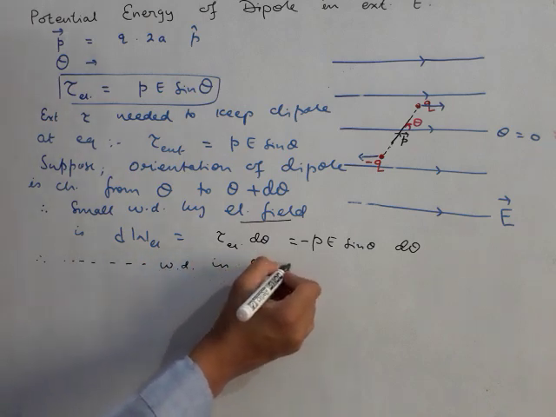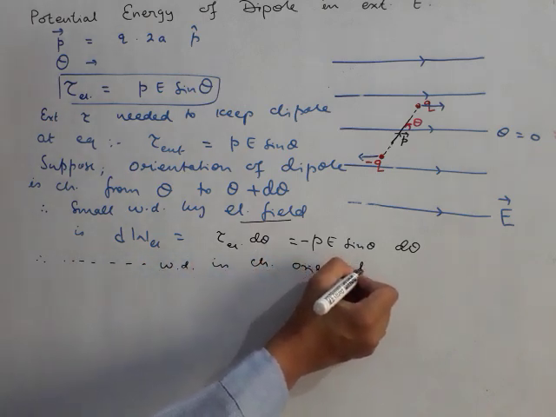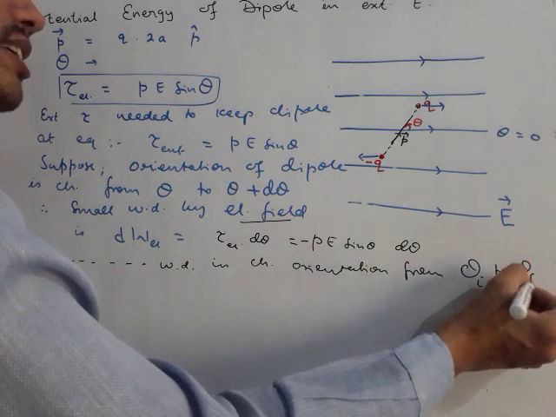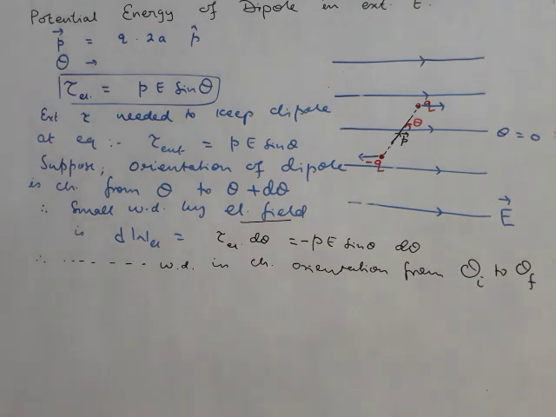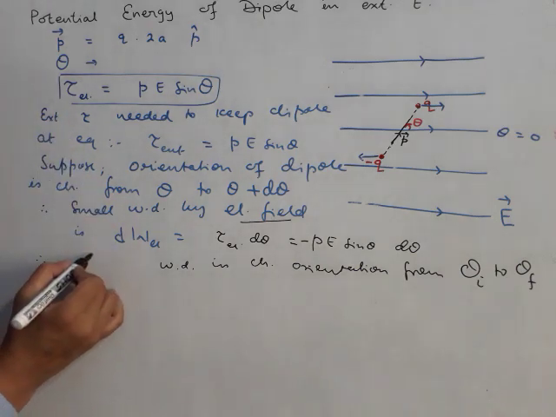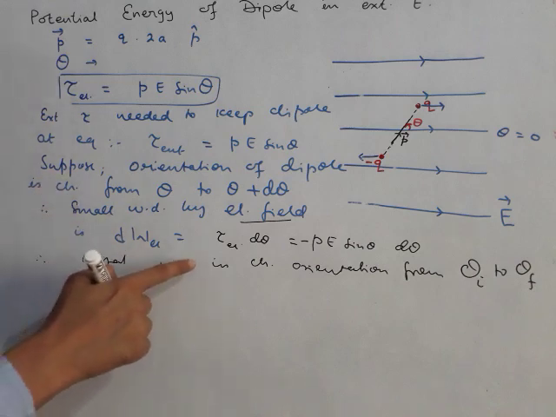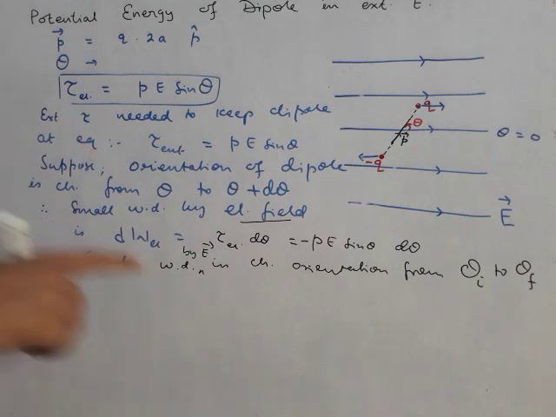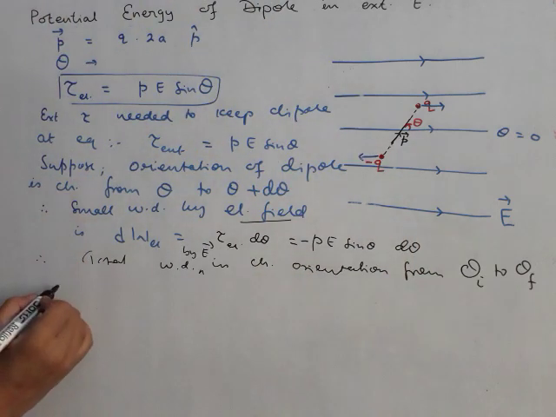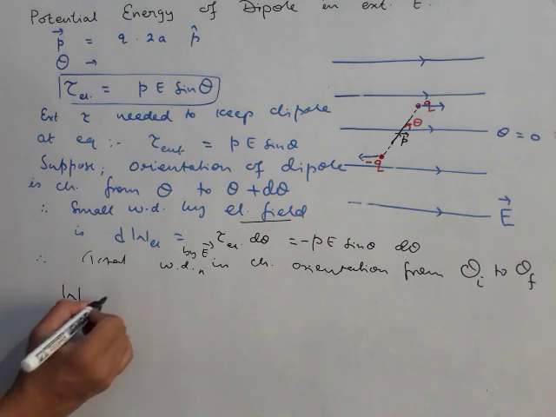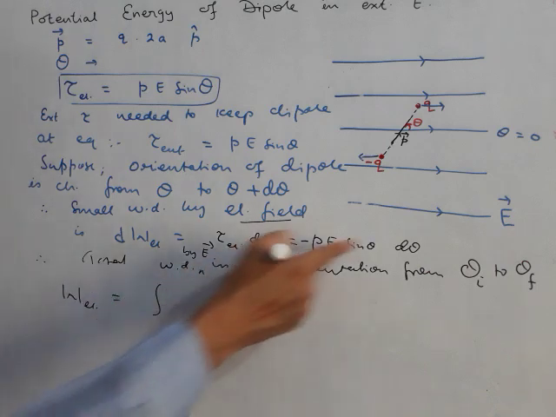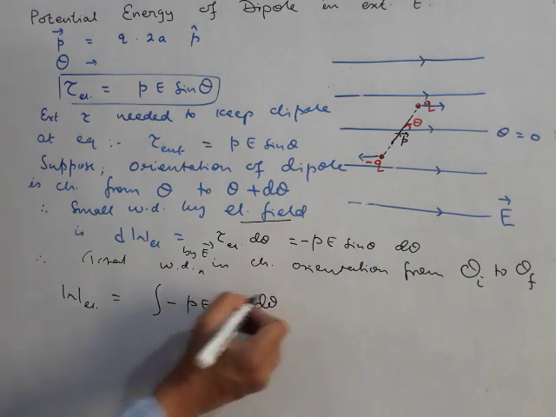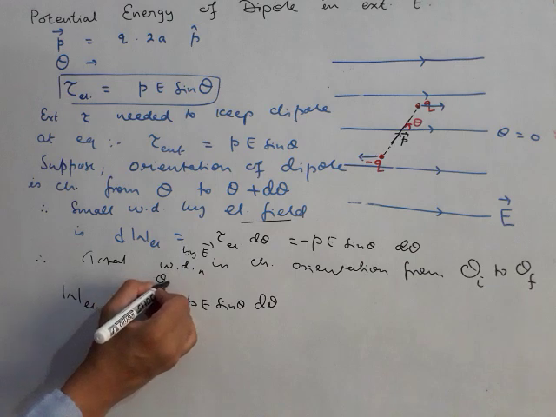in changing the orientation from some initial angle, say theta I, to some final angle, say theta f, we will find the total work done. So this total work done by whom? Total work done by electric field in changing the orientation of dipole from theta I to theta f, that I will write as W EL. So total work done will be integration of this factor minus P E sin theta d theta from theta I to theta f.